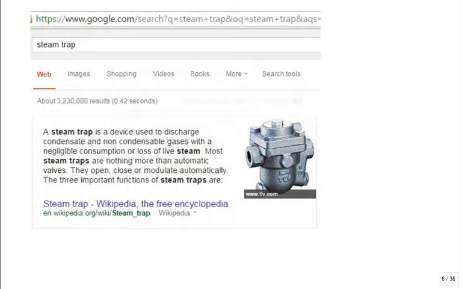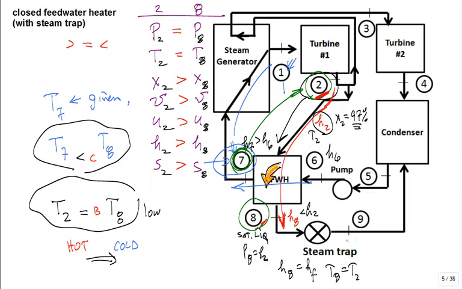Now let's talk about this device right here, which I forgot to emphasize. It's called the steam trap. All right, everybody think. What comes to your mind when you see a trap or the word trap?